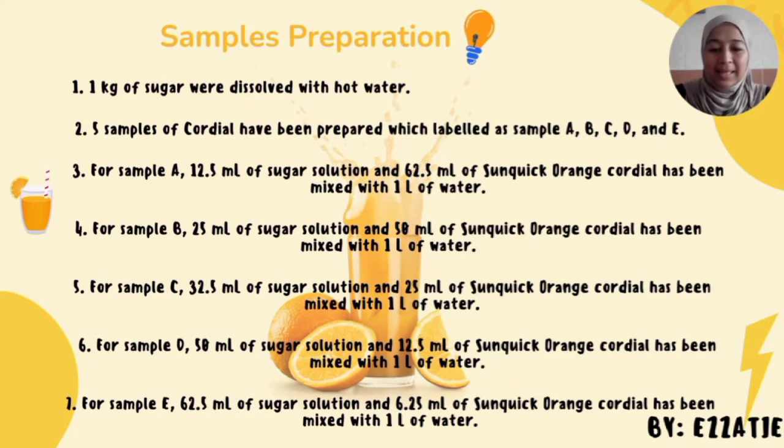For sample C, 32.5 ml of sugar solution and 25 ml of Sangkui orange cordial has been mixed with 1 liter of water. For sample D, 50 ml of sugar solution and 12.5 ml of Sangkui orange cordial has been mixed with 1 liter of water. And lastly, for sample E, 62.5 ml of sugar solution and 6.25 ml of Sangkui orange cordial has been mixed with 1 liter of water.